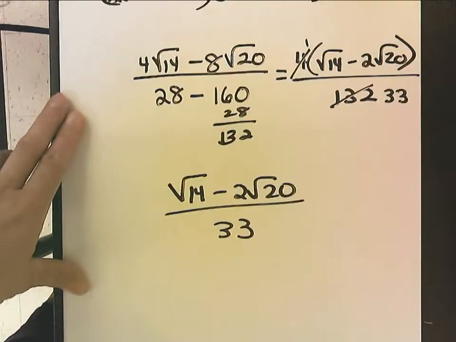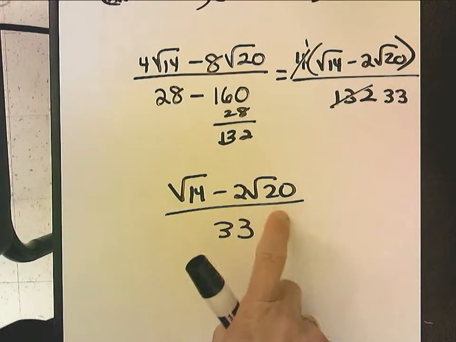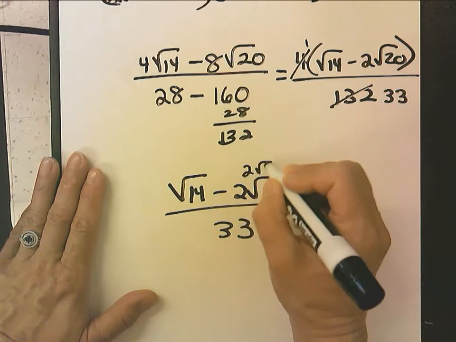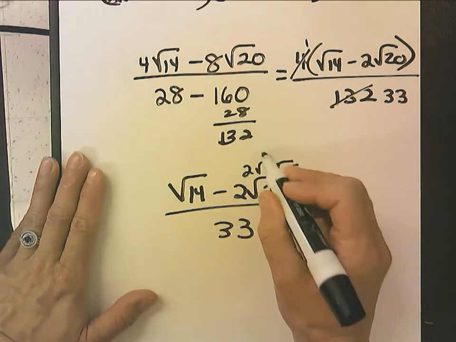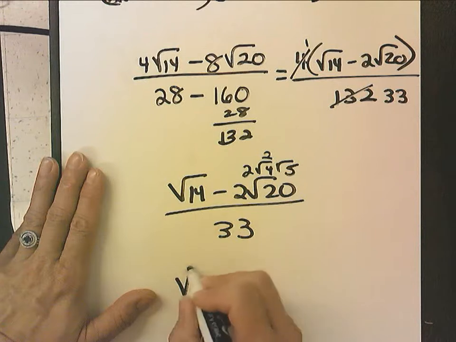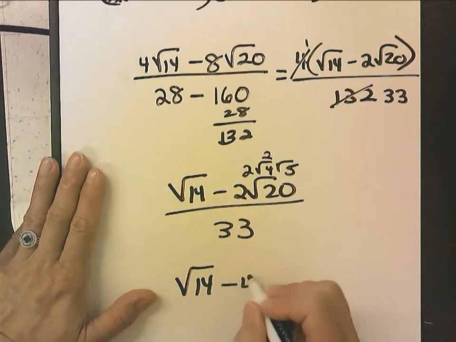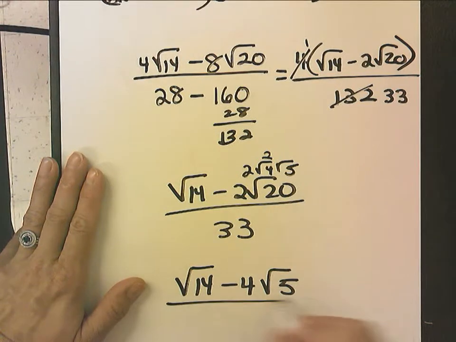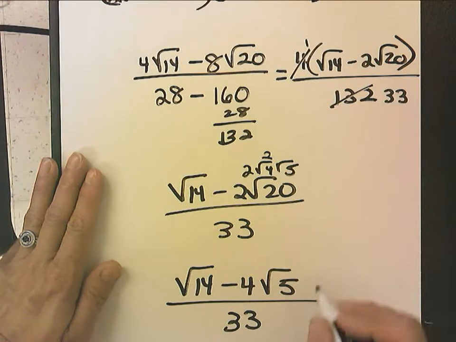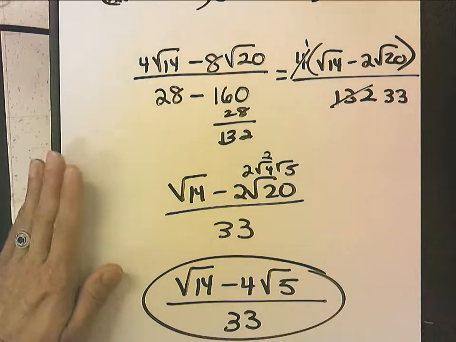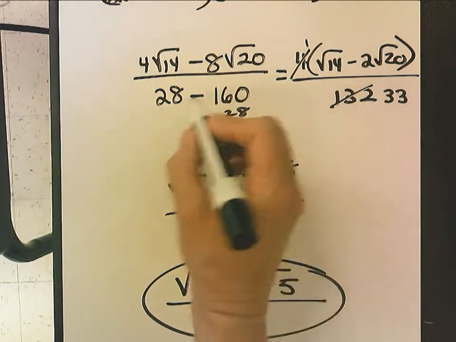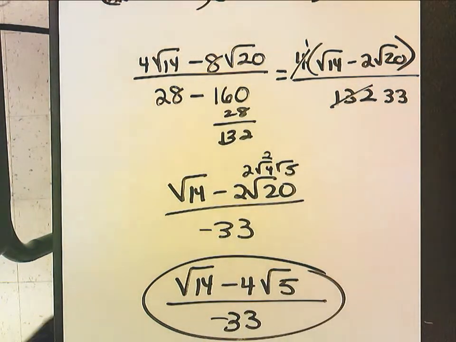But there's still an issue. The issue is root 20 is not simplified. So this would be 2 root 4 times root 5. That becomes 2. 2 times 2 is 4. So it's root 14 minus 4 root 5 all over 33. And actually this is negative 33. Sorry, because when I did 28 minus 160, it's negative.